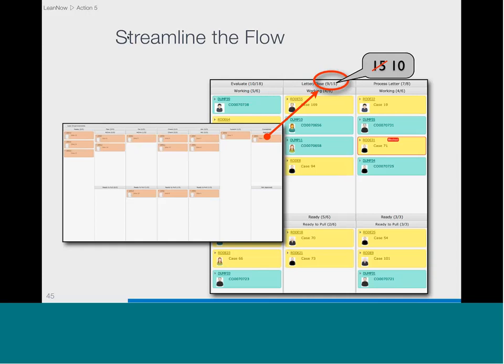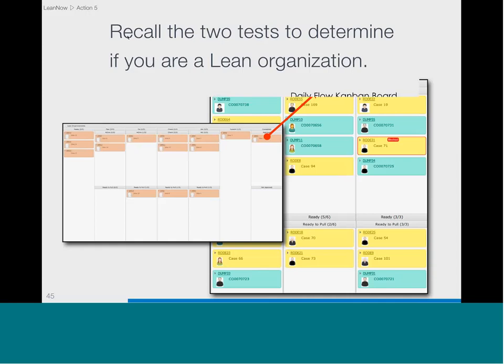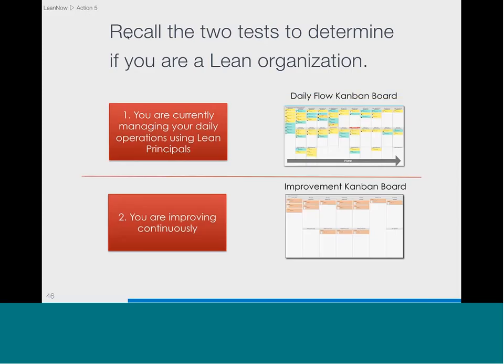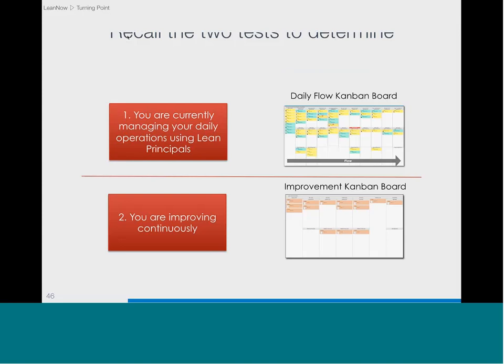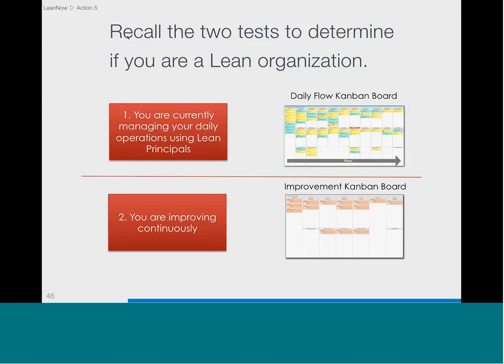So recall the two tests at the beginning that I mentioned to see if you're lean or not, at least by my definition. First one was, are you currently managing your daily operations with lean principles? And if you are using the Kanban board for flow, then that's how you get to that. And the second one was, are you improving continuously? So that's the idea of the improvement Kanban board, is another way to apply that technology to help in another dimension of lean, which is doing the improvements.